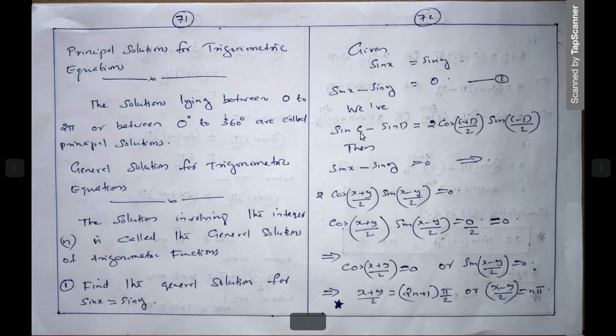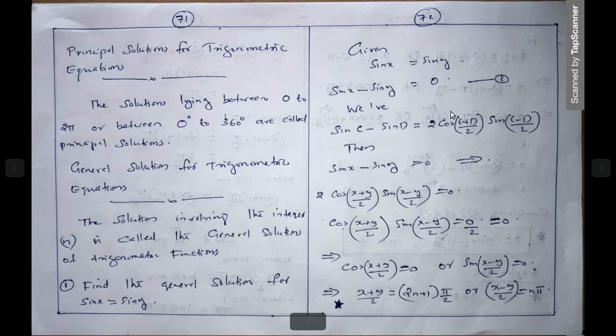We have the formula: sin c minus sin d is 2 cos (c plus d) by 2 sin (c minus d) by 2. That is already learned. Then sin x minus sin y equal to 0 means sin c minus sin d, where instead of c there is x, and instead of d there is y. So it is 2 cos (x plus y) by 2 sin (x minus y) by 2, that is equal to 0.